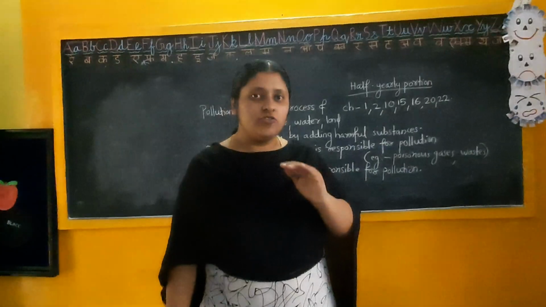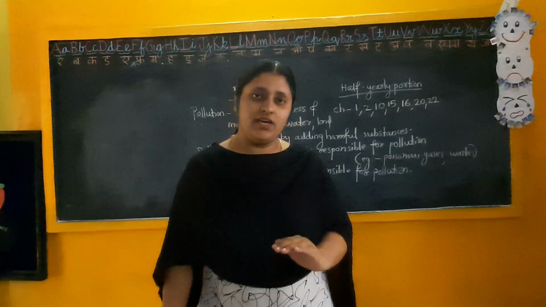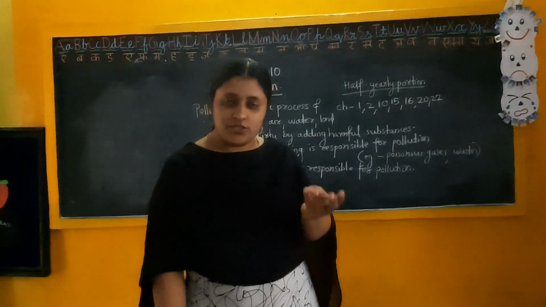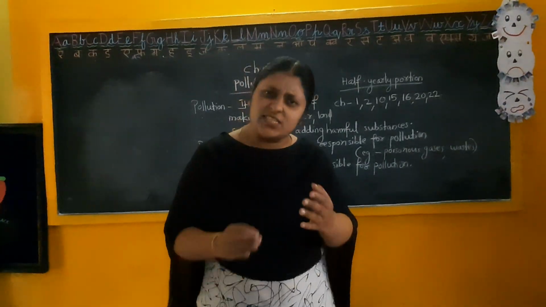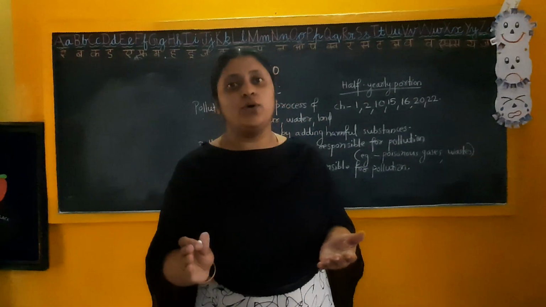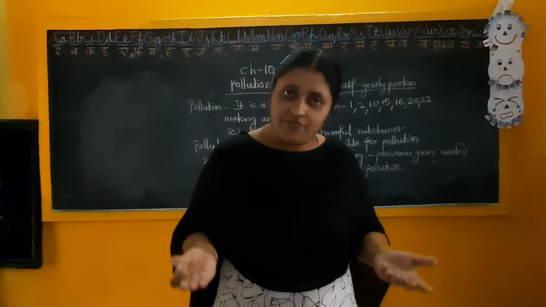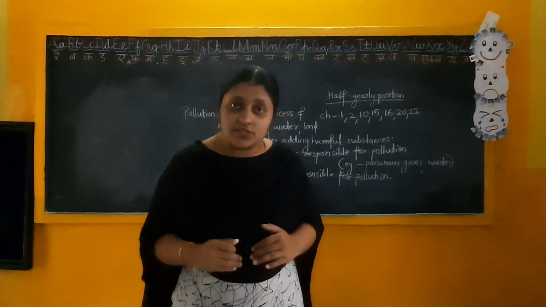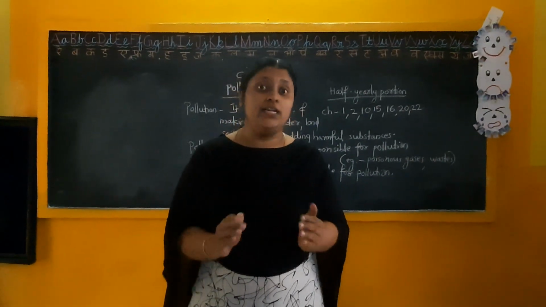These are the three important terms we have to learn first in this chapter. Clear? First one is, what is pollution? It is a process of making our earth, water, land and soil dirty by adding harmful substances. That process is known as pollution. And the next one, what is pollutant?